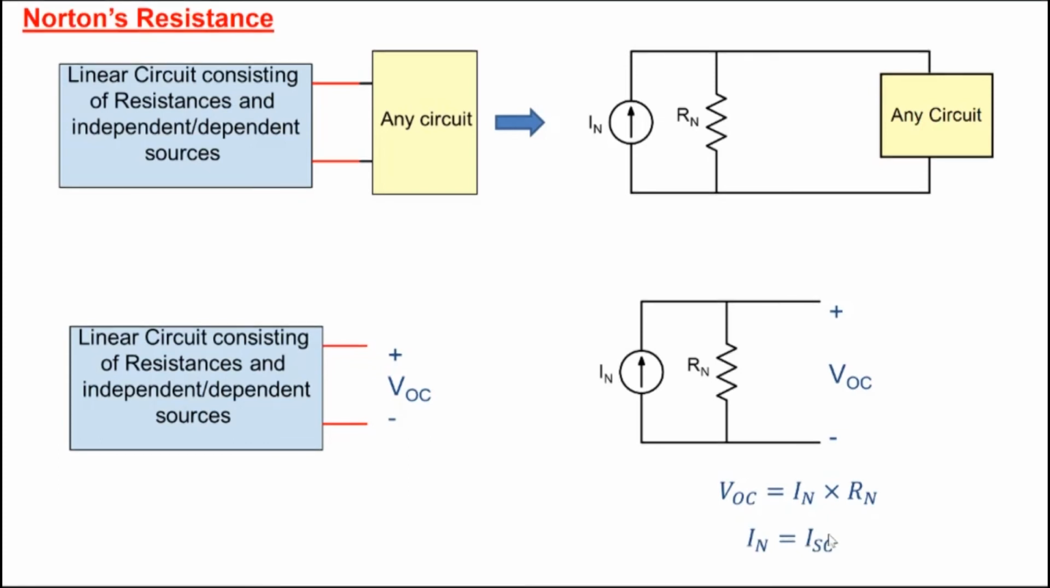We already know that IN is ISC, the Norton's current is obtained by short circuiting the two terminals here. So from here, we obtain RN equal to VOC by ISC. A similar expression as when we found Thevenin's equivalent. So the Norton's resistance and the Thevenin's resistance come out to be basically the same: open circuit voltage divided by short circuit current. All right, so these are the approaches for finding the Norton's resistance.